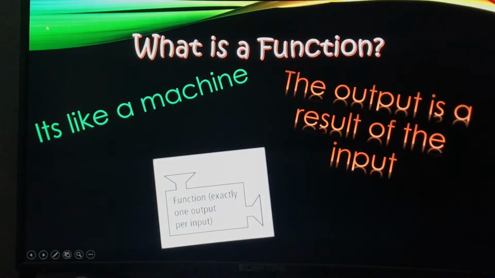So if we have our function machine, I start with putting something in it. That would be my materials. And then the machine is going to do all the work. It's going to build my product, and then it's going to give me my output. Well, what does that look like in math?